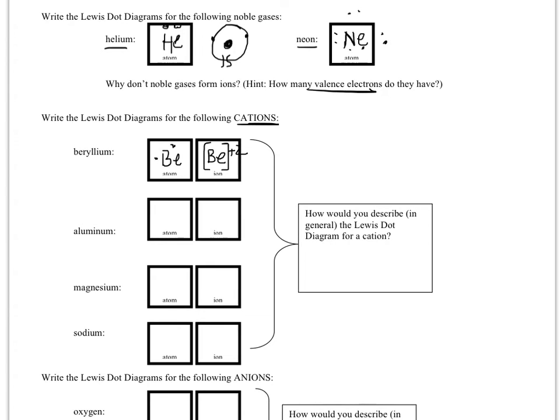Okay, so you're going to go on and do aluminum, magnesium, and sodium in a similar way, and then I want you to generalize. Right? I want you to look at these 4 ion diagrams, and tell me, what do they have in common?